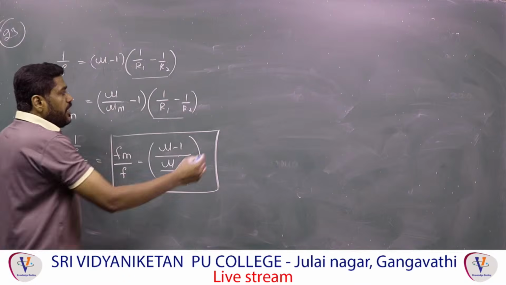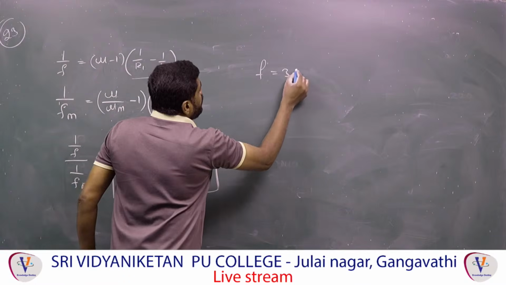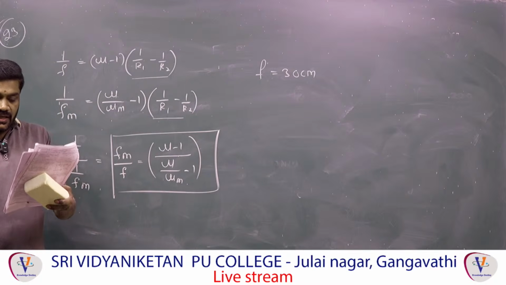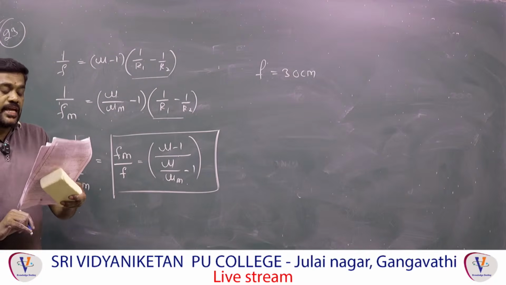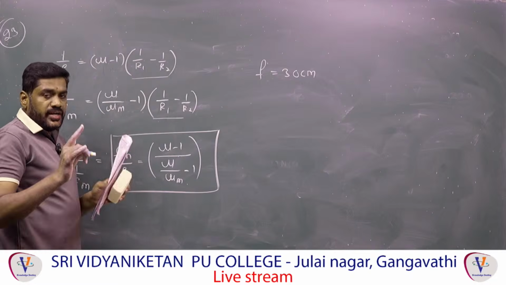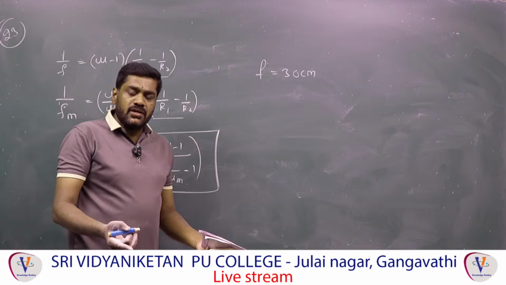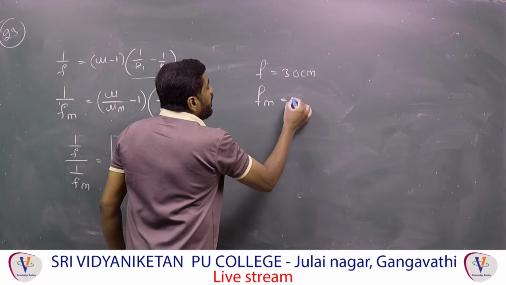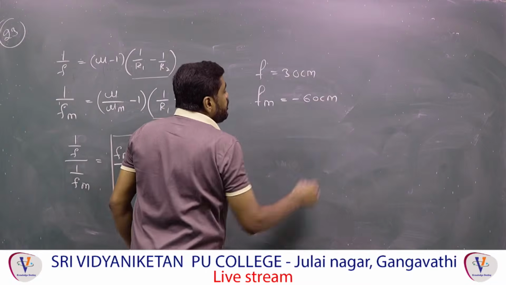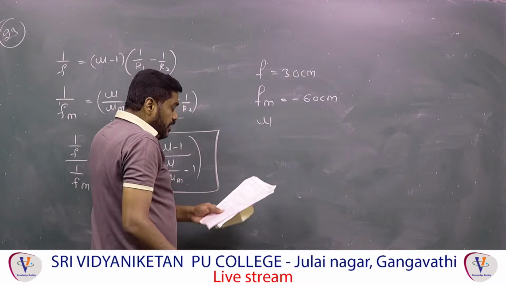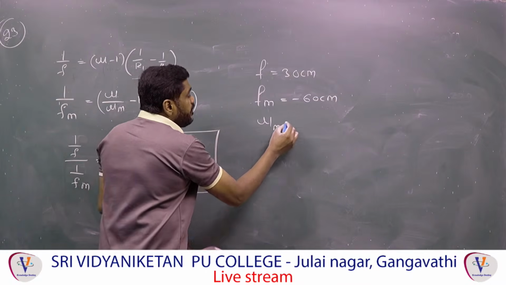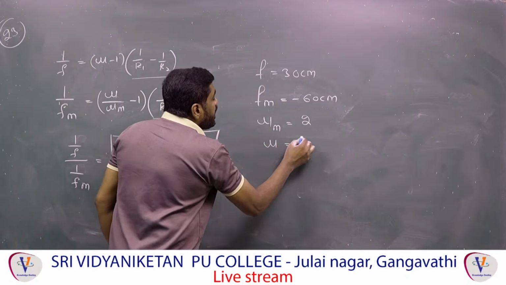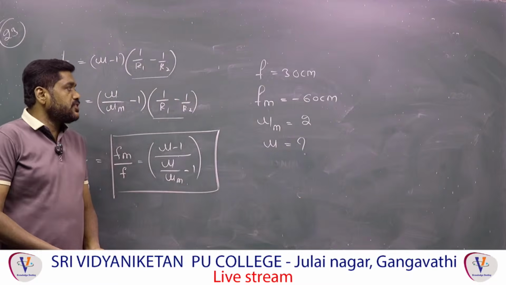Here, what they have given: f is equal to 30 centimeter. Next, after keeping it inside the liquid it behaves as a diverging lens. Diverging means a concave lens. For a concave lens the focal length becomes negative. Therefore, in the medium, Fm is equal to minus 60 centimeter, and the refractive index of the liquid given is 2. Now they are asking for the refractive index of the lens. That's it, just substitute.